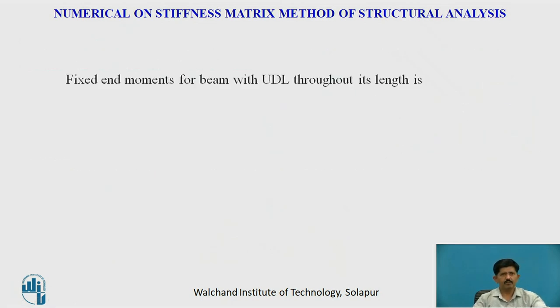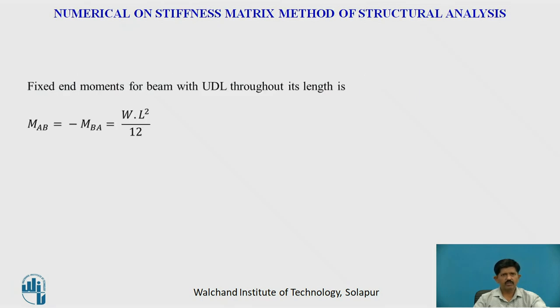So the fixed end moments for a beam with UDL throughout its length is, so here pause the video and try to write the answer on a paper. So the fixed end moment for UDL throughout the span is WL square by 12.